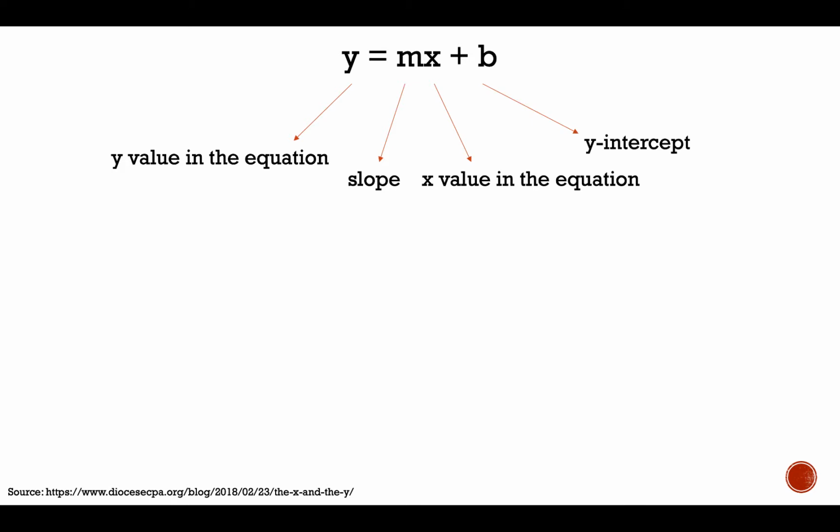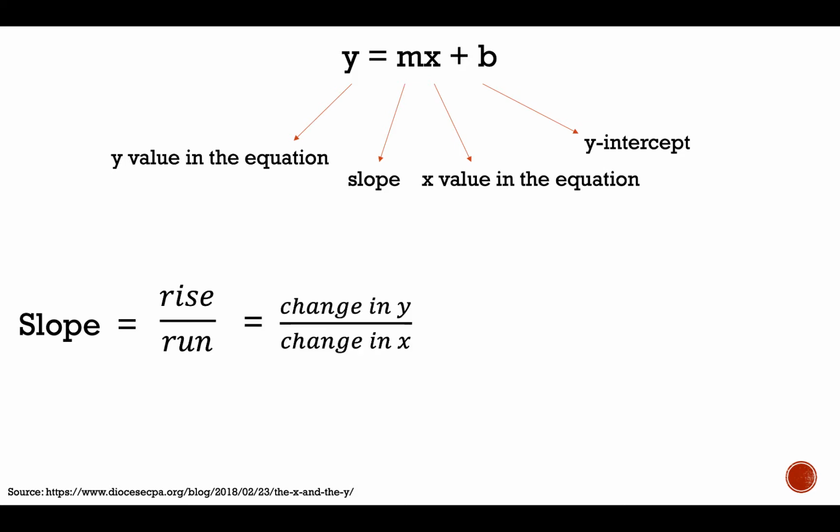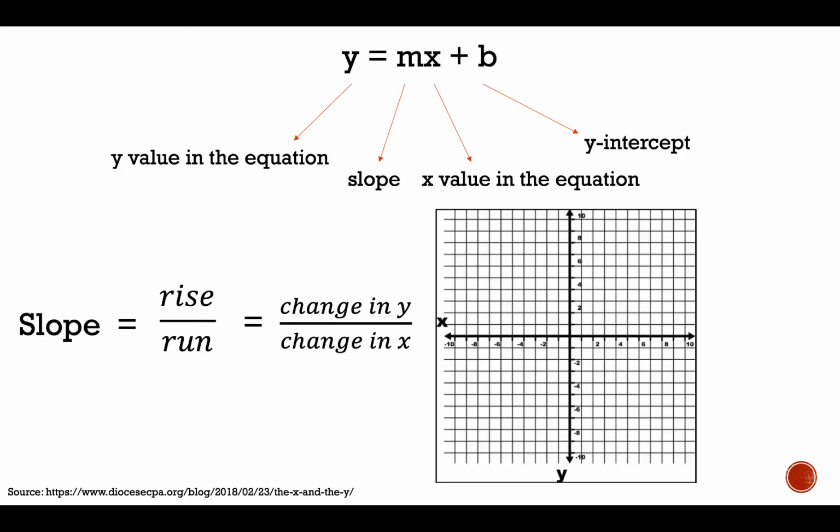The easiest way to calculate the slope of a line when given a graph is to use rise over run. You can also use change in y over change in x, but rise over run means the same thing. So let's see an example. We are given this graph with this function.